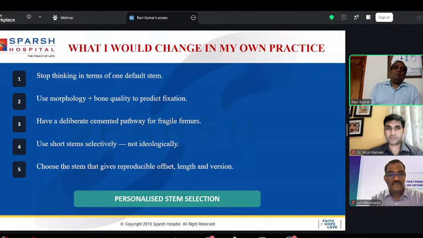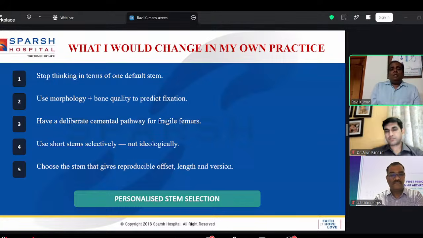Stop thinking in one default stem, like I'll use one company stem, one design. Think about the multiple available options. Think about the geometry of the bone. Think about all the aspects of the femoral anatomy and decide about the stem. Morphology and bone quality should predict my fixation. Where should I fix? Whether in metaphysis or diaphysis, or supported with cement, non-supported, whether to use collar, non-collar. So that should dictate our choice of stem.